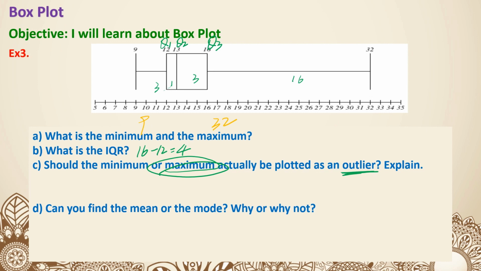an outlier. And lastly, can you find the mean or the mode? Why or why not? Well, the answer in this case would have to be no, because you don't actually know the data set. You only know 5 numbers that are about the data set, but you don't know how many numbers are between 9 to 12. You don't know the actual data. So in this case, you can't actually do anything about the mean or the mode. That's why box plot is not for you to find the center, it's for you to find the spread.